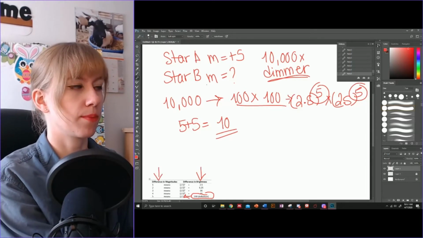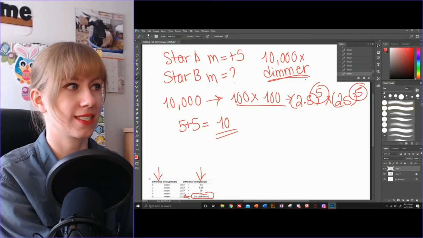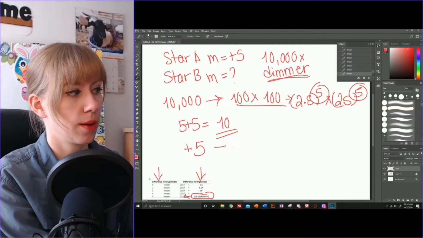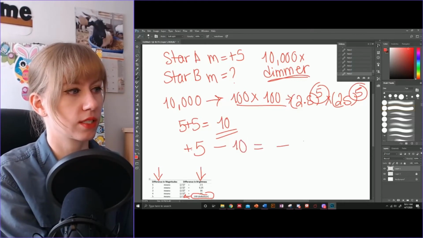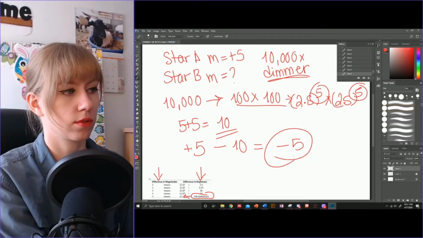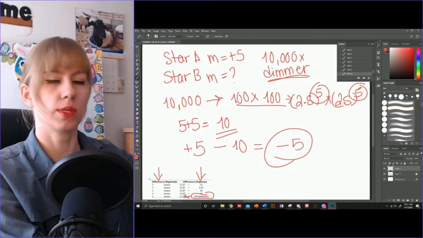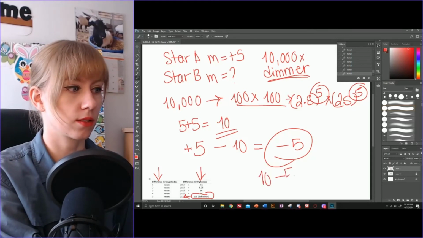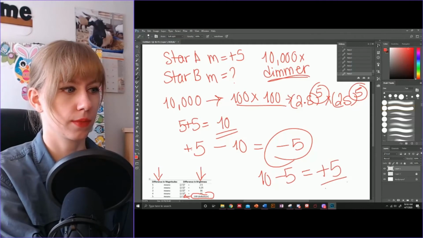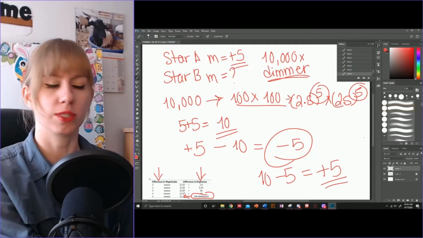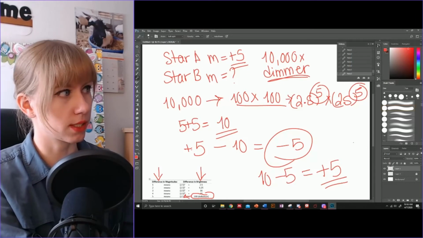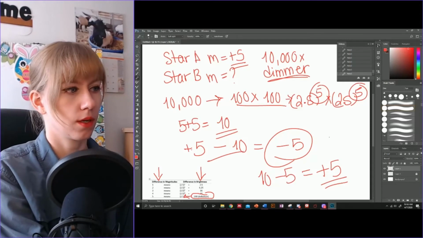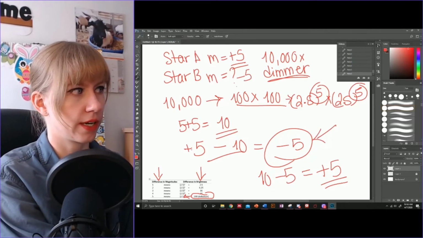Since B is going to be brighter than A because A is dimmer, we need to subtract. In this case, we're going to subtract the difference in brightness from what we have, and that's going to give us -5. Why did we do it this way? Remember, negatives are possible, but let's say that we did 10 minus 5. We would equal 5, which is the same as A, which means they're the same. And that doesn't make any sense, because A is 10,000 times dimmer than B. So we have to do it this way, and that's how we get our apparent magnitude of -5.